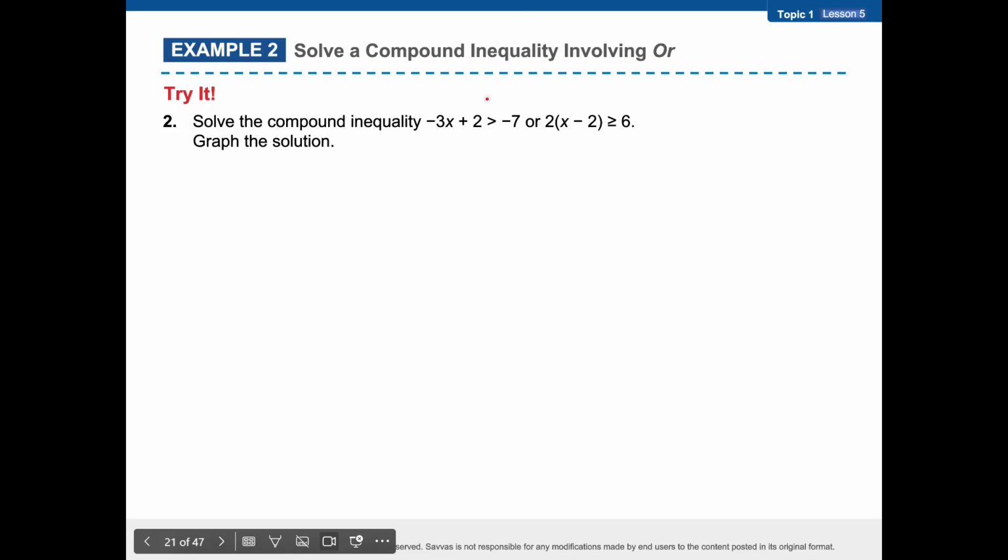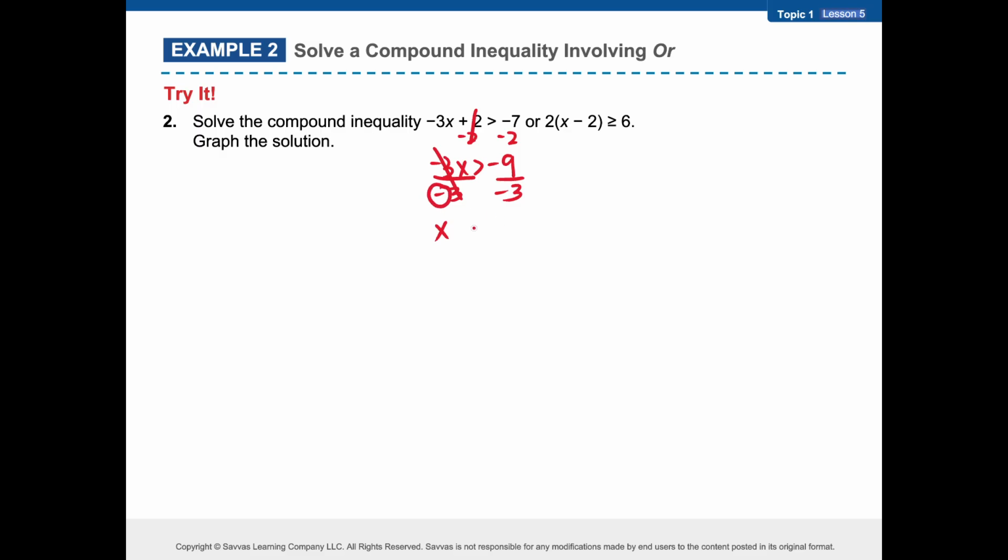Here's a try it. Again, two separate problems. Subtract 2, same sign, add and keep that sign. Divide by a negative 3. Because you divided by a negative, switch your inequality. Negative divided by negative, positive. 9 divided by 3, 3.